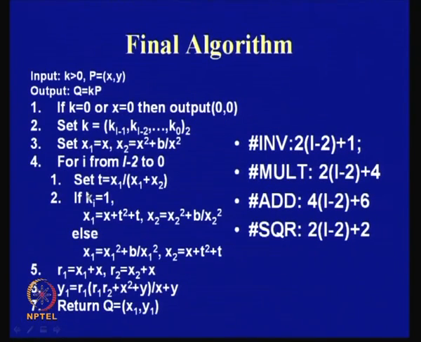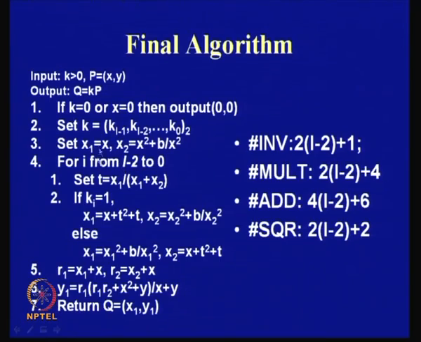So, you see that here we start with x1 equal to x, that is the x coordinate of the point, and x2 equal to x square plus b by x square, what does this indicate? This indicates it is 2P, right, and I am only bothered about the x coordinate, I am not bothered about the y coordinate. So, x2 equal to x square plus b by x square is only the x coordinate of twice P, right.